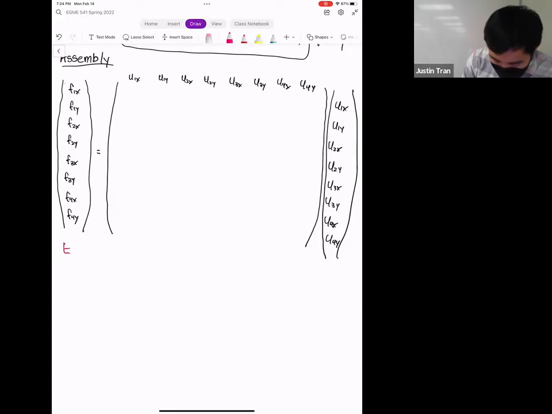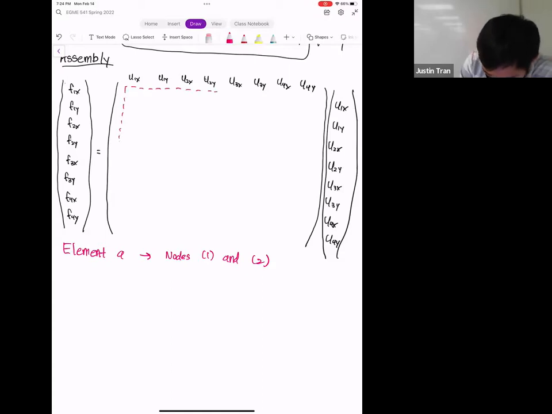Let's start with element A. Element A was bordering nodes 1 and 2. And so nodes 1 and 2 are going to be these 4 columns right here, and the first 4 rows of the matrix. So that's element A, and that's a block reserved for element A.